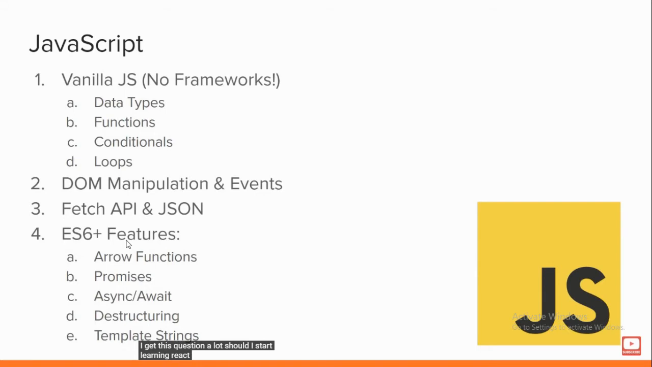ES6 features. ES, let me tell you what is ES. ES is nothing but ECMAScript. ECMAScript is the standard used all around the world so that everyone's code follows a set of rules. Okay, so ECMAScript is nothing but JavaScript, which are used interchangeably. Okay, so ECMAScript version 6, they released a major amount of updates.